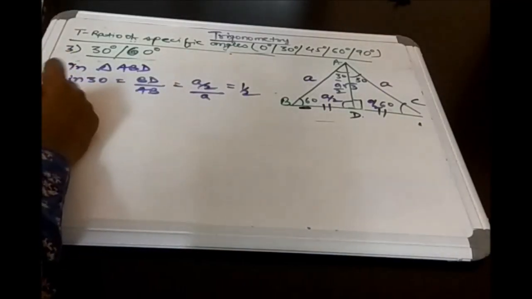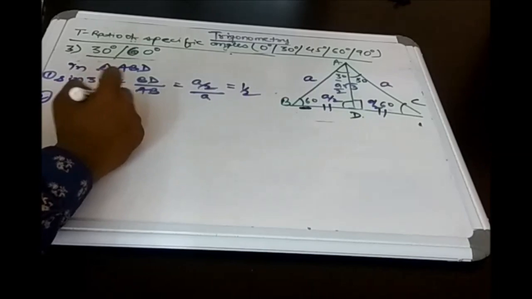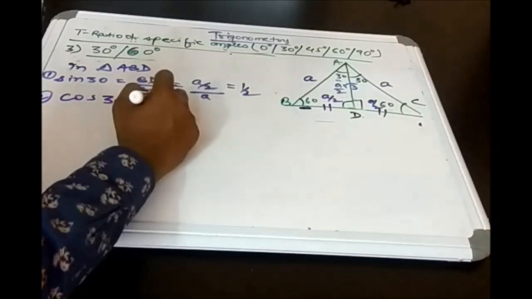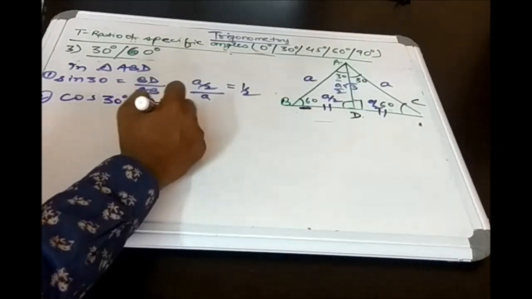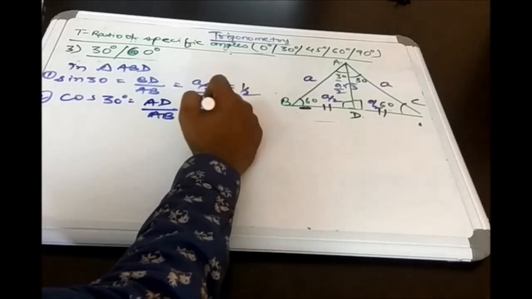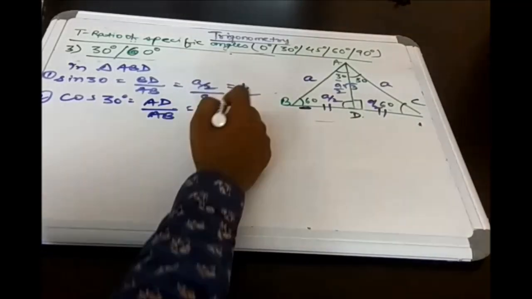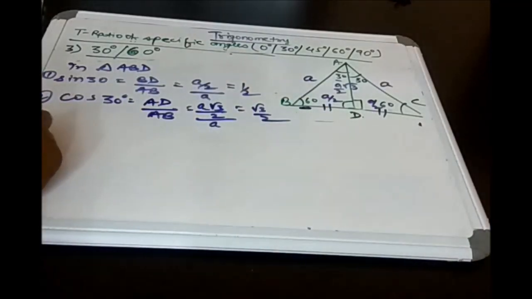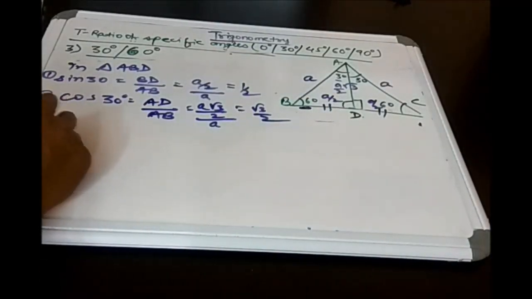Similarly, cos 30 degree, that is base by hypotenuse. Base here is AD, AD by AB. Root 3 A by 2 divided by A, that is root 3 by 2. Now all the others you can derive by yourself.